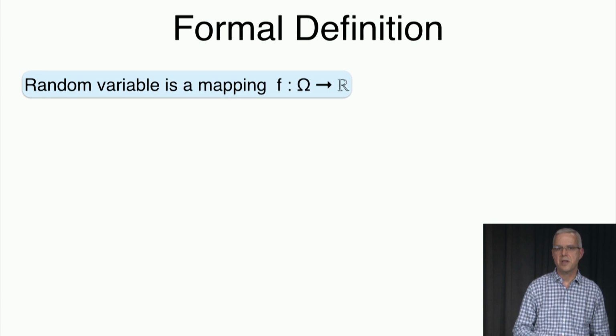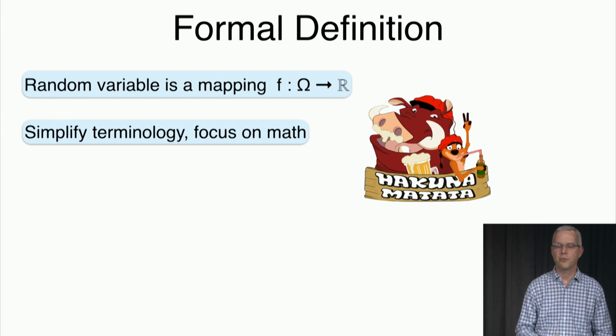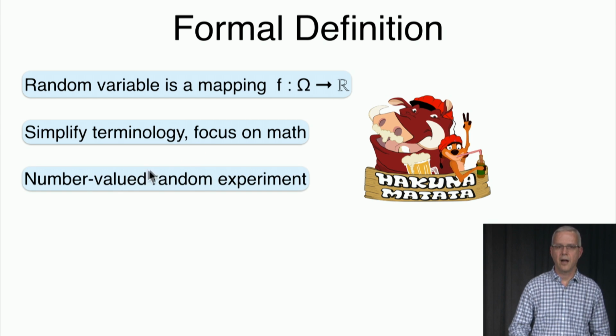All right. So now, a little more formally, if one wanted a formal definition of a random variable, people would say that it's a function, a mapping from the sample space to the real numbers. But in this course, we're trying to simplify the terminology and just focus on the math and the intuition. So we don't need to worry. We can just pretend that the sample space is what you start with, which is maybe the real numbers. So for us, a random variable is going to be a number-valued random experiment, and we don't need to worry about the formal definition.